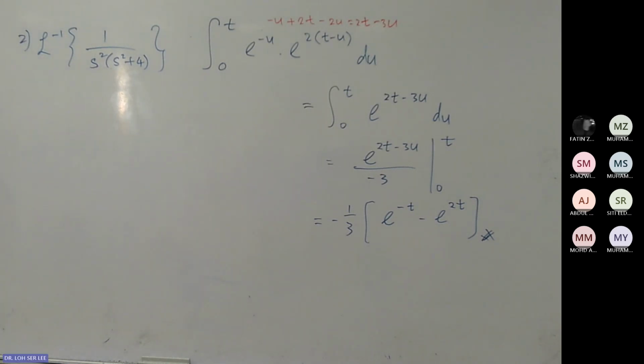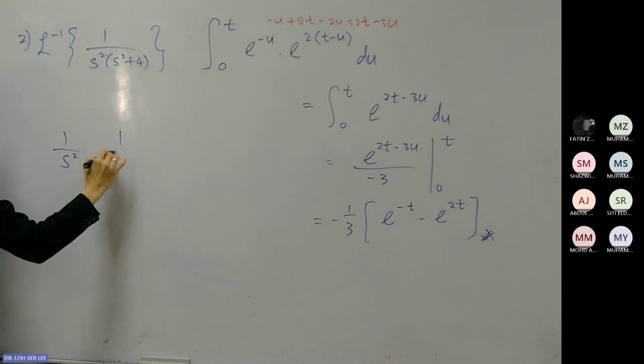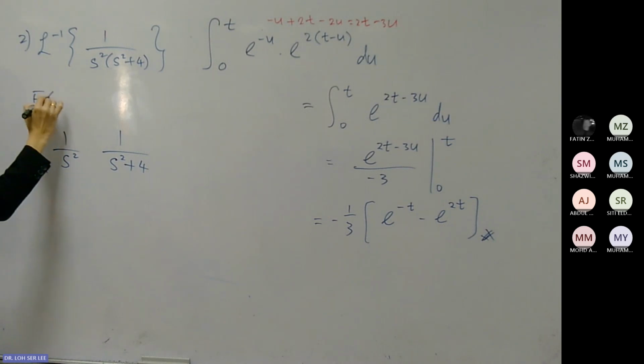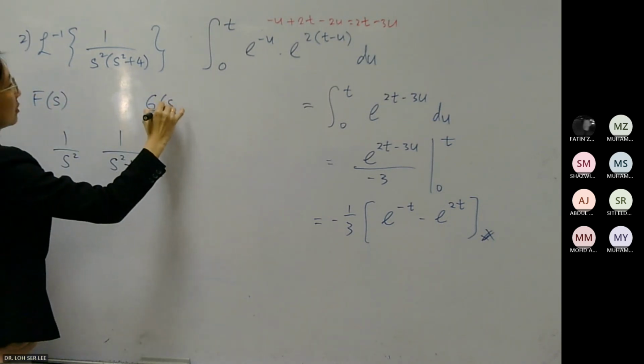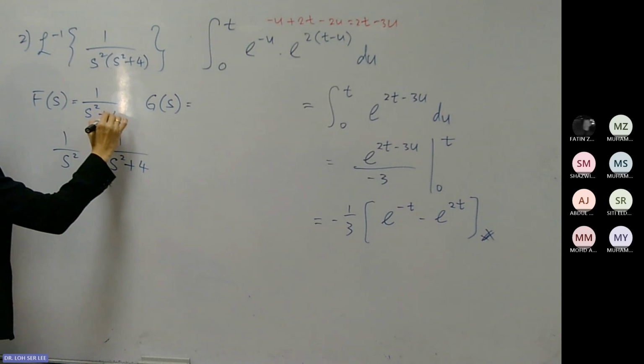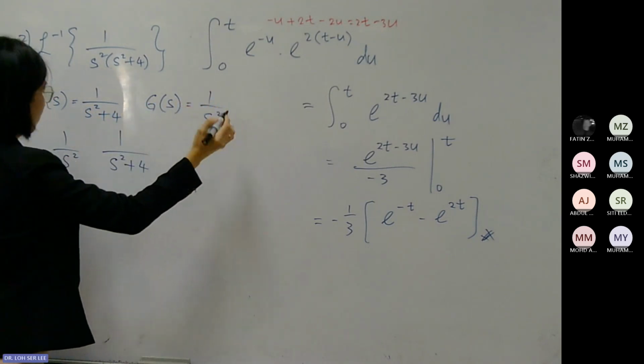So we have 1 over s squared. When we break this into 2, one is 1 over s squared, another is 1 over s squared plus 4. Which one do you want to be F(s)? Actually, it can be either one, but if you want an easier job, we tend to choose this one here and this one here.